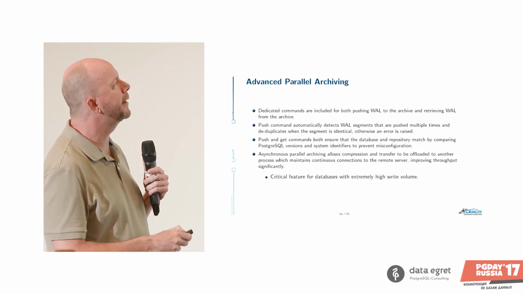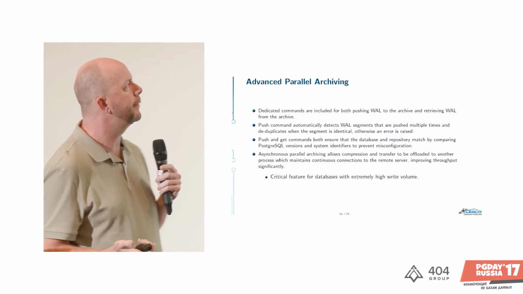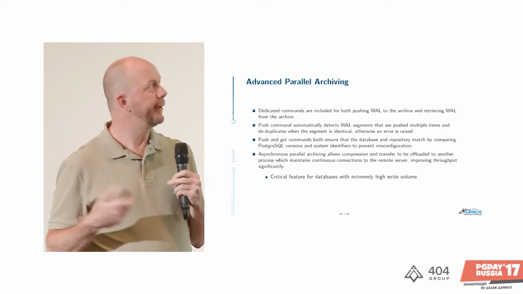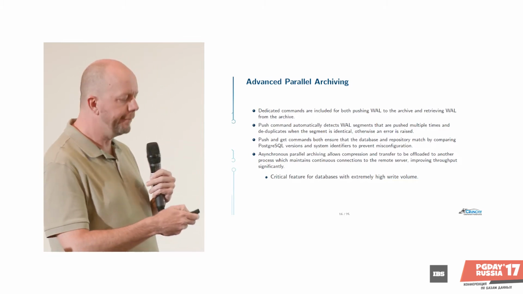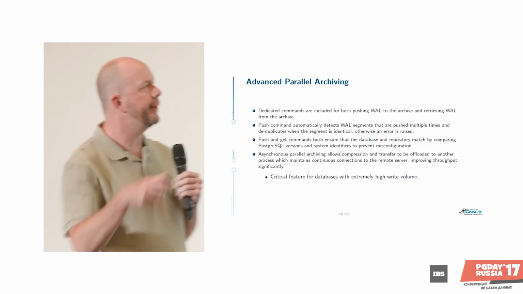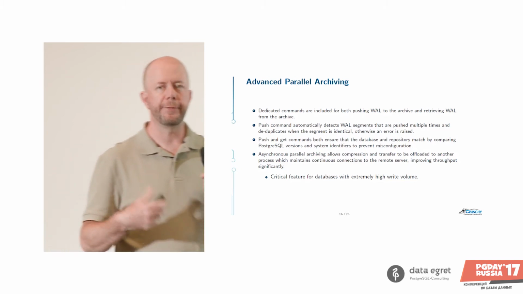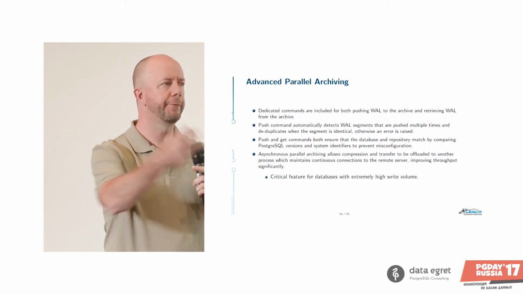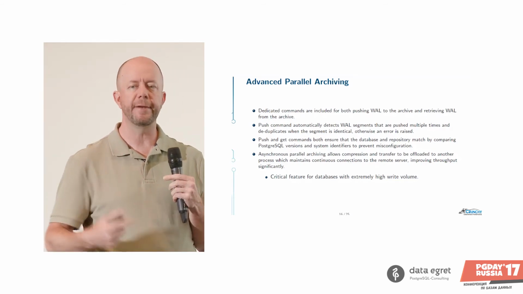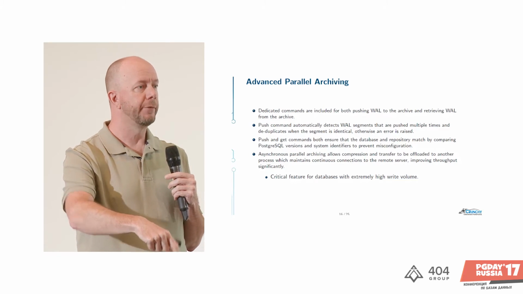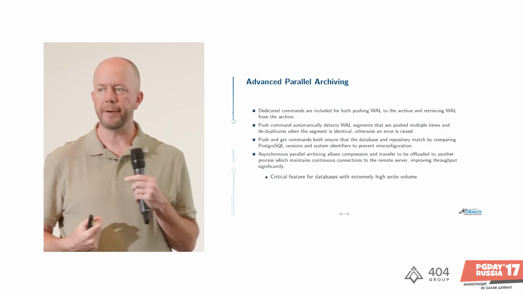The push command, like I said, automatically detects when WAL segments are pushed multiple times and deduplicates, otherwise it gives an error. Both of the commands will check to make sure that the database and repository match. So when you create a backrest stanza in the repo, it pulls critical information out of the database, the system identifier and the version number, and it stores that in the repo. So it knows if the correct database is talking to it.